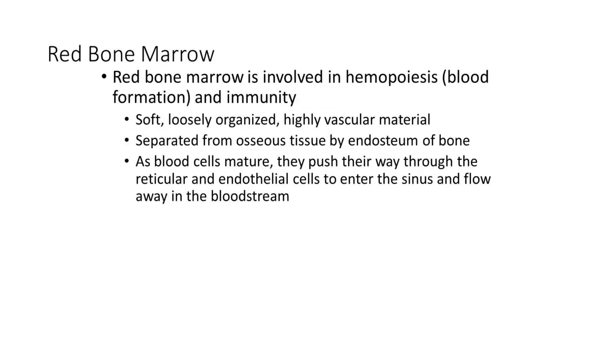Your red bone marrow. This is where we make our blood, right? We already know that. And it deals with immunity. It is soft and loosely organized, and it is highly vascular. It is separated from our osseous tissue by endosteum of the bone. As blood cells mature, they push their way through the reticular and endothelial cells to enter the sinus and then flow away into the bloodstream.